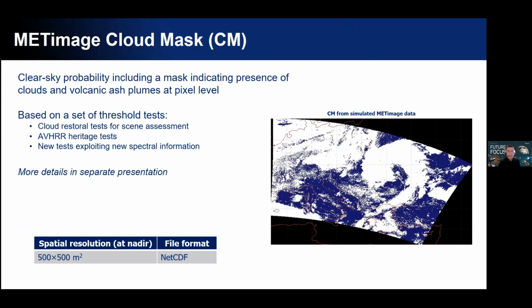Okay, and then we have the METimage products. So I think I have to speed up a bit. But here we have a cloud mask also. So it's also based on threshold tests. So some cloud reservoir tests, some AVHRR heritage tests, and some new tests exploiting the new channel information compared to AVHRR. And here you will see more details by Loredana later on. But here it's at 500 by 500 meter resolution and in NetCDF file format.